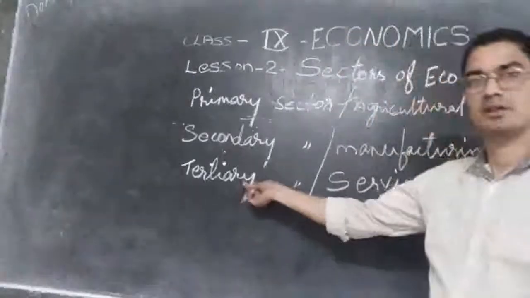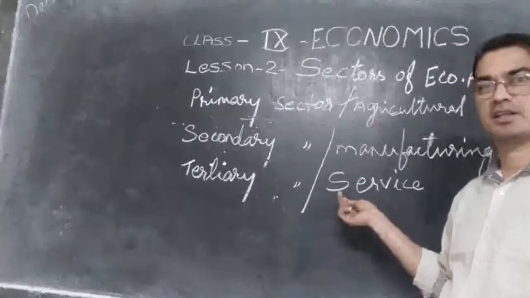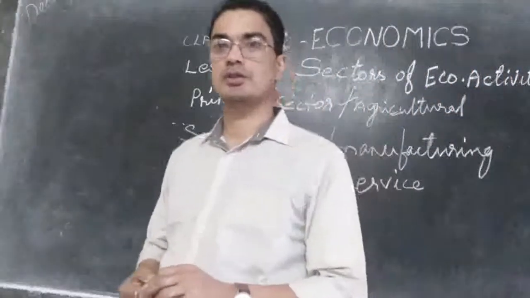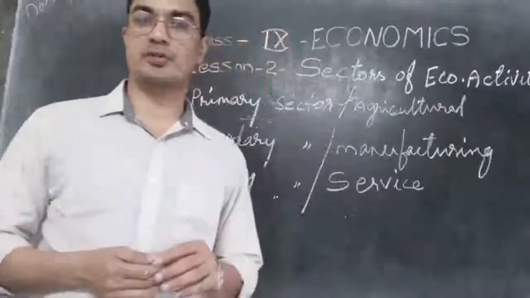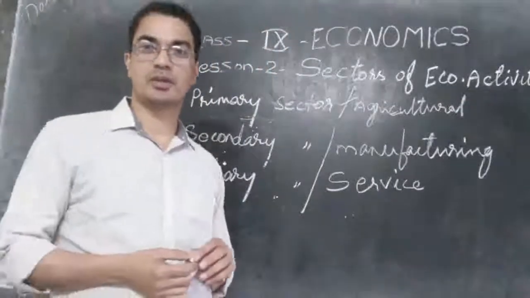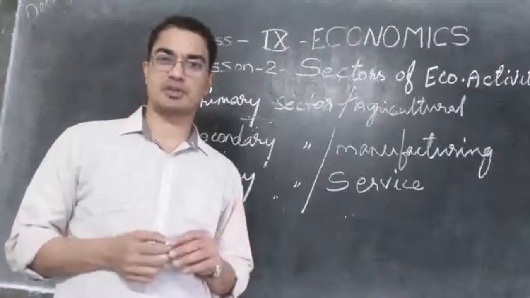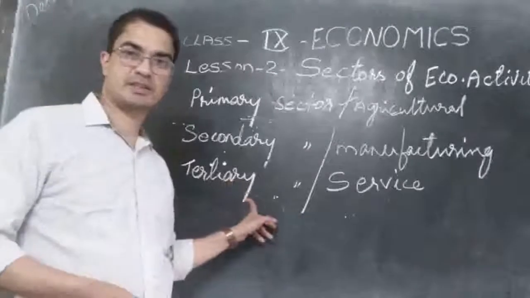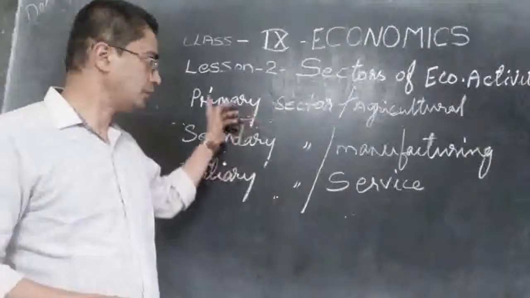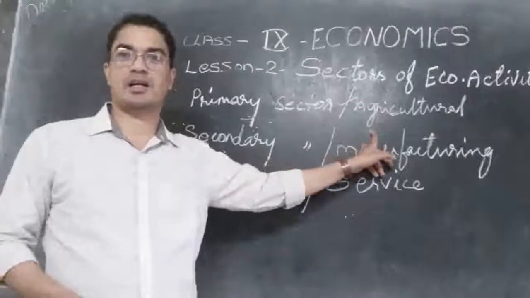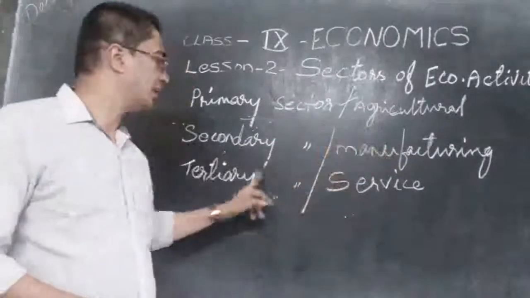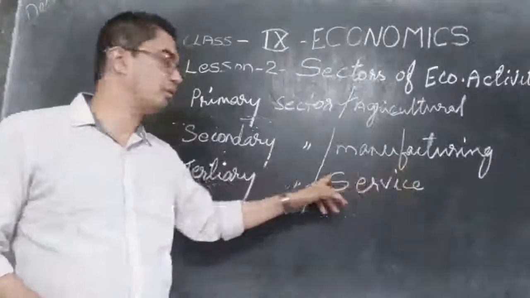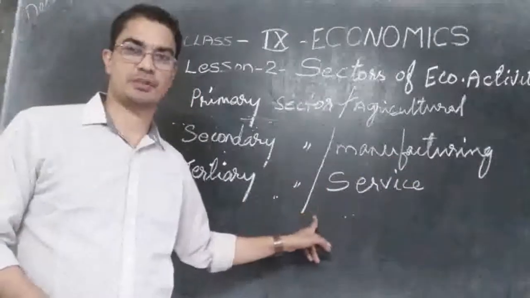So these are the people who are doing the service. They are providing service. We know in our society we receive so much service from the people. So people who are working in this tertiary sector don't produce anything in the agricultural field. They are not producing or manufacturing anything in the factory, but they are providing service.